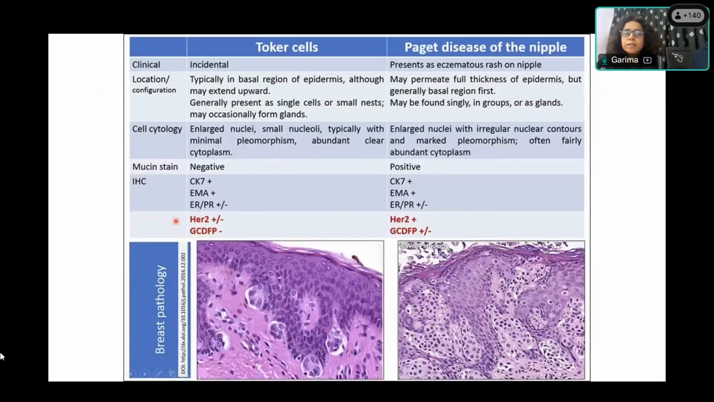Now, how do you differentiate these Toker cells from Paget's disease of the nipple? They will also show enlarged nuclei and small nucleoli, but the pleomorphism will be minimal. These Toker cells are also negative for a mucin stain, whereas Paget's disease can show positive mucin stains. IHC CK7 is positive in both, so the differentiating feature is GCDFP-15, which is negative in Toker cells, whereas in Paget's disease it will be positive.